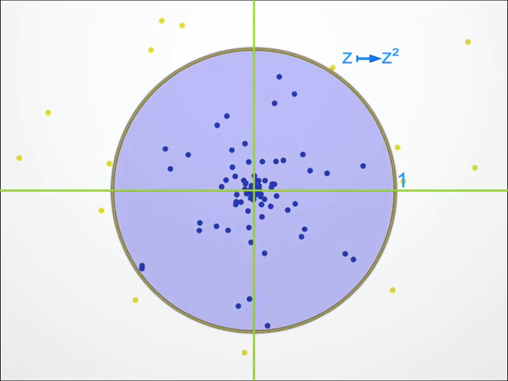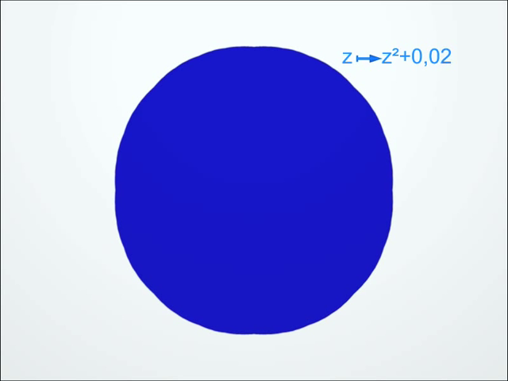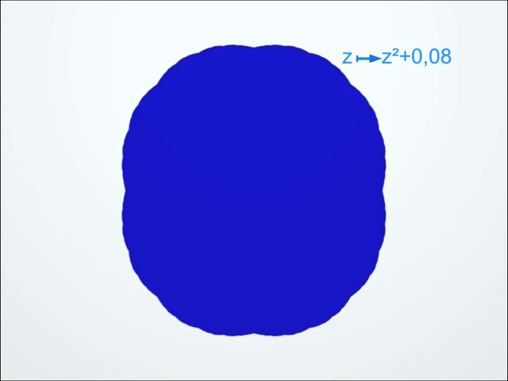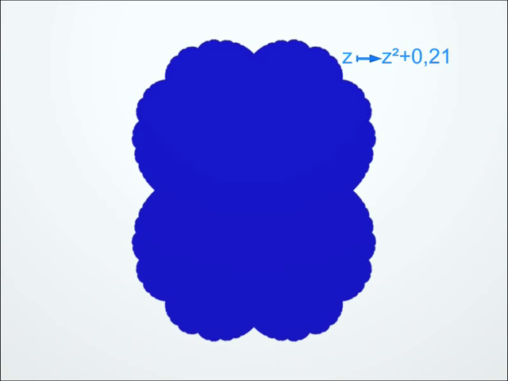We say that the blue disc is the filled-in Julia set of the transformation z squared. Points outside the Julia set escape to infinity when one repeats the transformation indefinitely. But we can play the same game with other transformations, like, for instance, those of the form z squared plus c, where c is a complex number that we will choose at will. For each complex number c, we get a Julia set whose shape changes when c changes. You can see a few examples here.